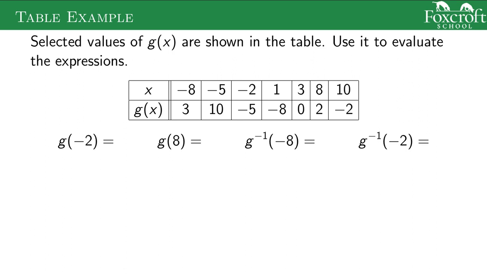All right, next is a table example. In my opinion, tables are the most straightforward one because you're just looking straight up or down the table. We have our x values on the top and g of x, remember, those are equal to our y values, on the bottom. So for g of -2, we look at x is -2. That happens there. We plug it into our function, go straight down, and that's -5. So we get -5 for g of -2.